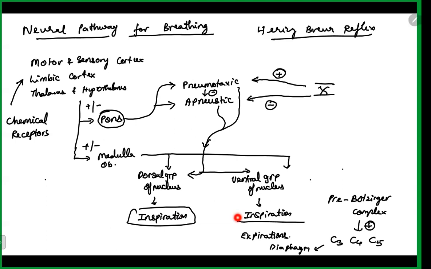Whenever there is hypoxia, it is going to stimulate the dorsal and ventral group of nucleus, which is going to cause an increase in respiration and an increase in breathing. This is how the control for breathing is kept. So who is keeping this control over breathing?